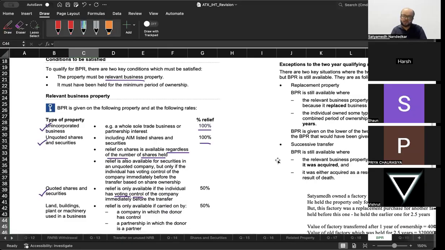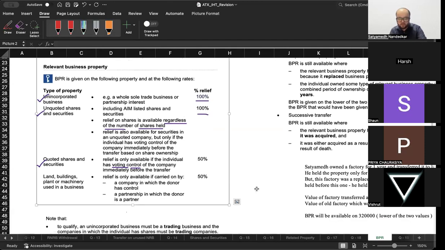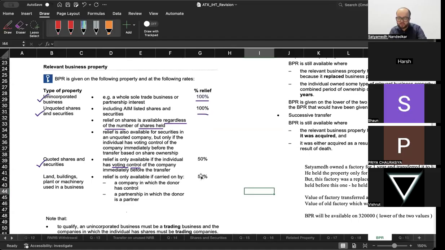If an unincorporated business is transferred, 100% relief. If unquoted shares and securities are transferred, 100% relief. If quoted shares and securities are transferred, 50% BPR. And land and building, plant or machinery used by an individual in a business or in a company which the donor controls, or in a partnership in which the donor is a partner. If you do that, then there is a 50% relief.